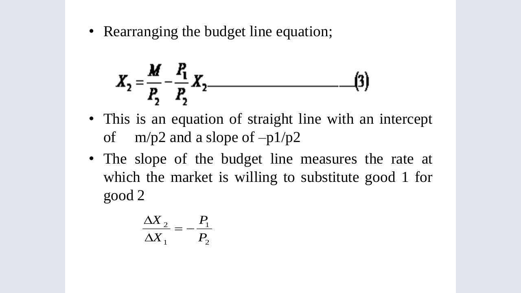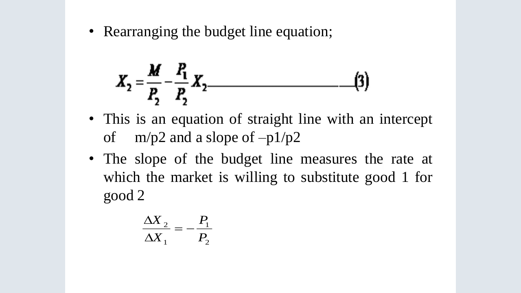So the intercept is M over P2. That's where that line cuts the y-axis, and the slope is P1 over P2. So we have seen earlier the diagram that I presented. That simply shows the budget line, simply a straight line.